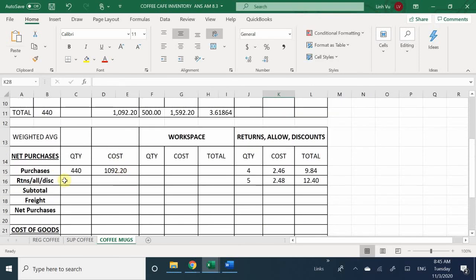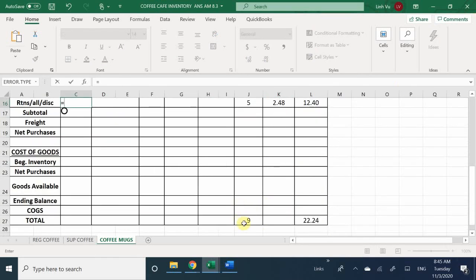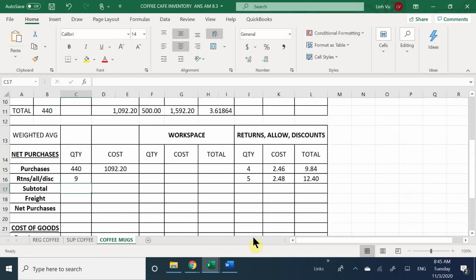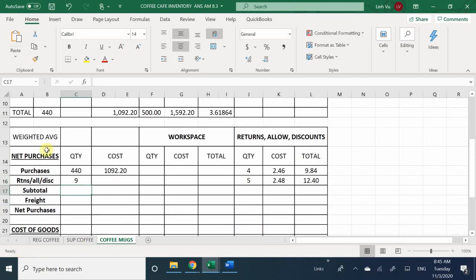Okay, I see what you did here. So you already went ahead. Okay, well, I'm slow now. Here's the 9. So here it tells us we need to subtract to get the subtotal. So 440 minus 9 gives you a grand total of 431. Okay, what about the cost?